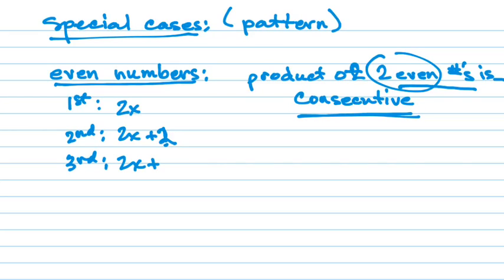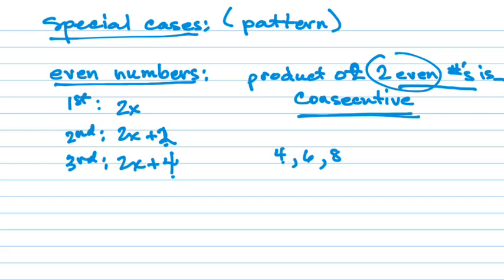2x plus what? 4. Okay? It's just a pattern that you're going to use. So if it's even numbers, the first one is always going to be what? 2x. The second one is going to be what? 2x plus 2, because they're even, so you have to add 2 to get the next one, right? So if the first one was 4, the second would be 6, and the next one would be what? 8. Which is 4 units away from your first one, right? So it's 2, then 4, then 6, etc.